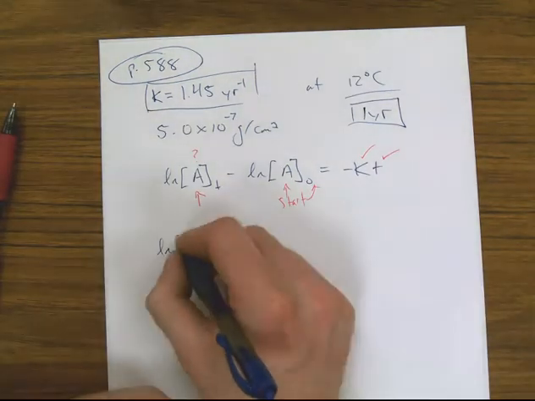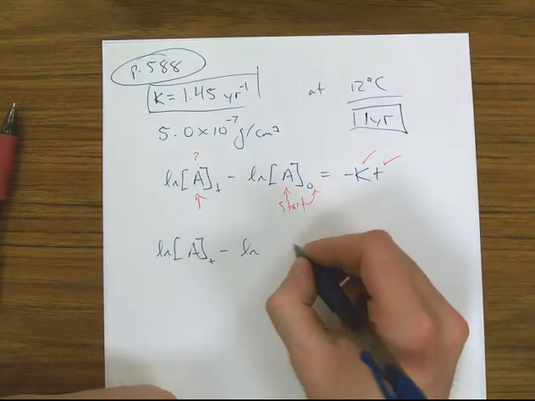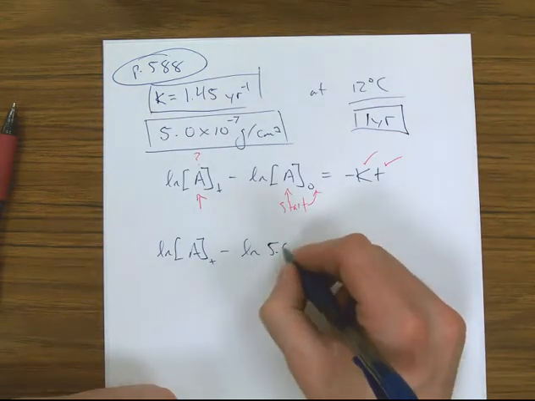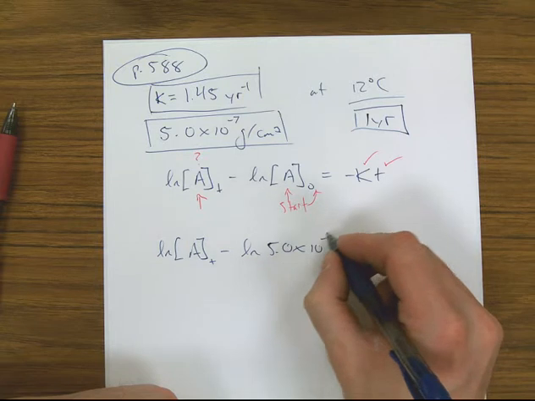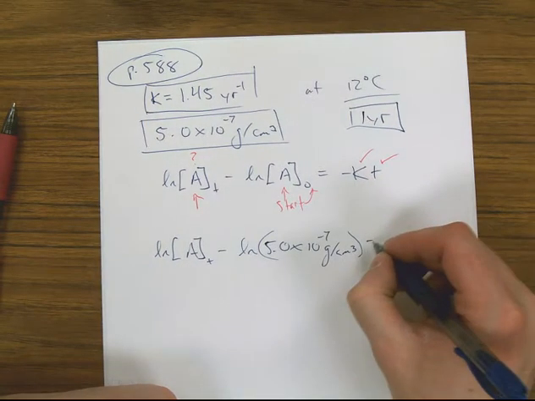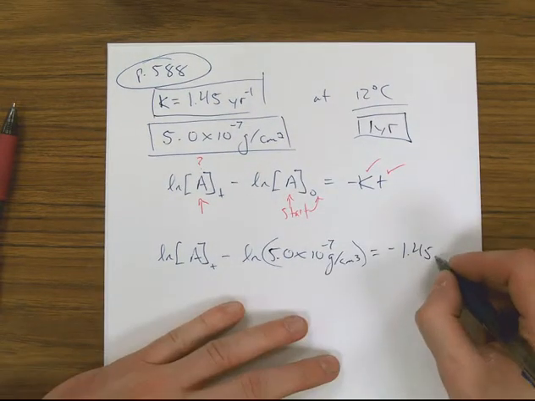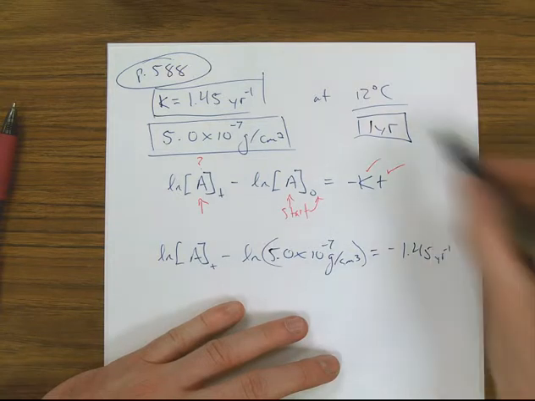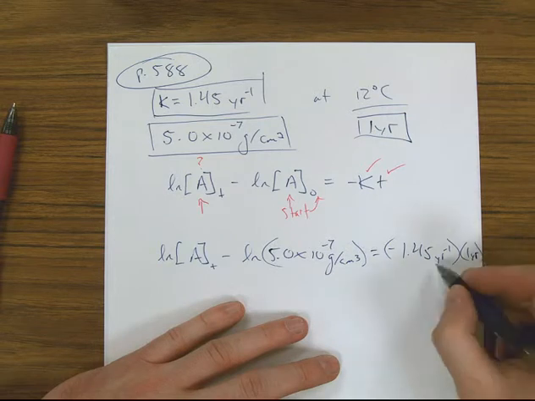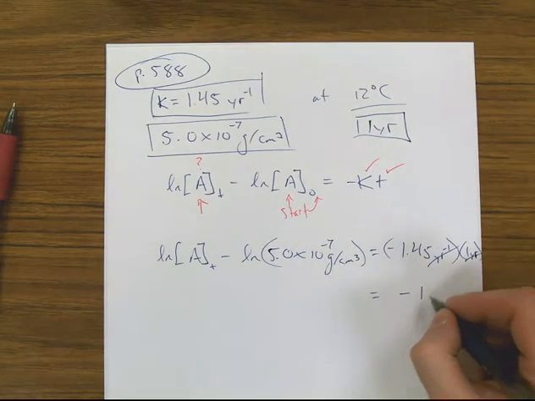I'm solving for the natural log of A sub t, minus my starting concentration, which is right here, natural log of 5.0 times 10 to the negative 7th grams per centimeter cubed, is equal to negative k, which is 1.45 years inverse, times the time, which is 1 year. So my years are going to cancel out, and I'm going to end up with negative 1.45.